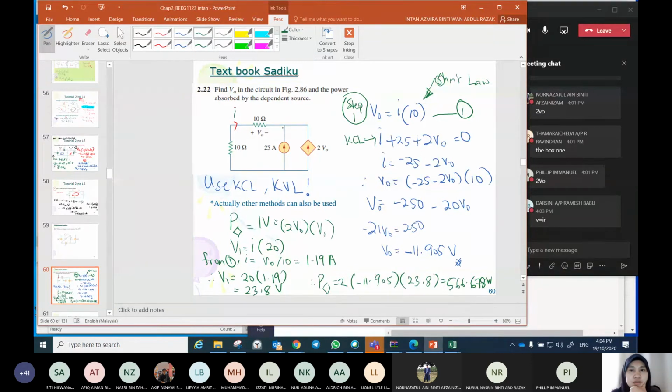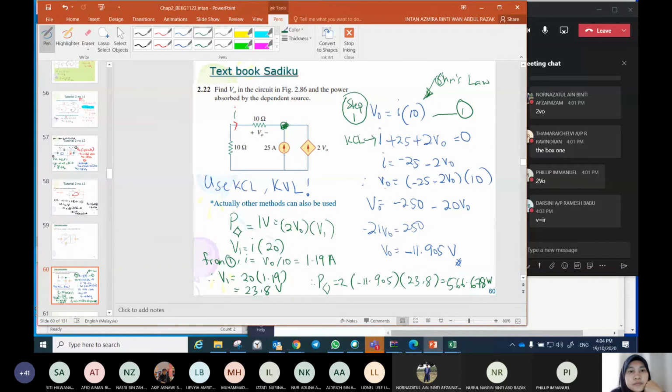So now the first is Ohm's law. How to find V naught? This is Ohm's law. V is equal to I multiplied by 10. Then we have to find the I. How to find the I? This is the KCL. This is a node, so we apply KCL at this node. Current entering is equal to current leaving the node.